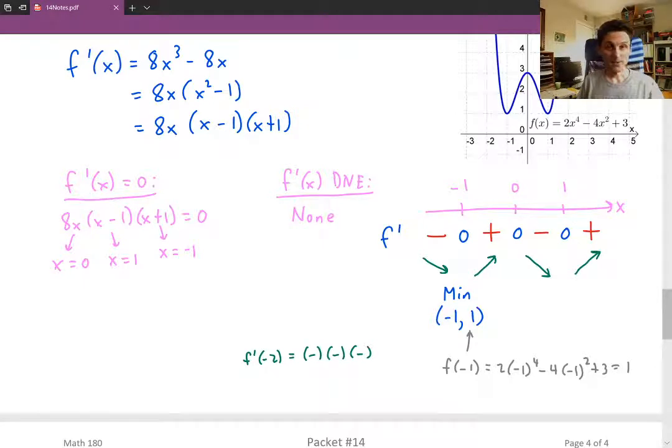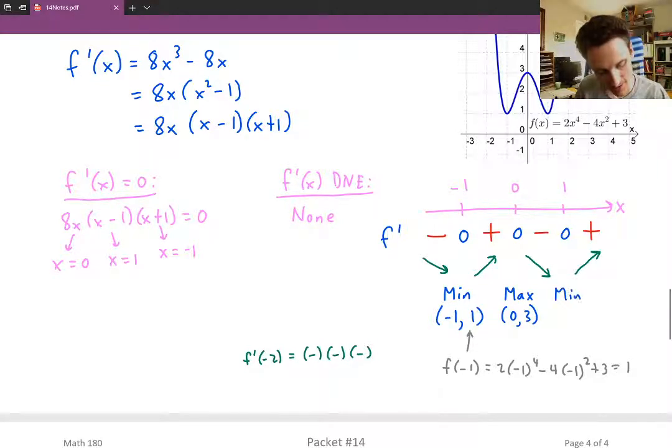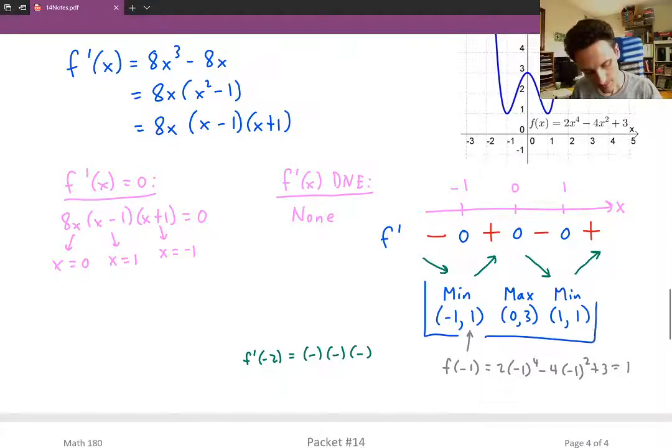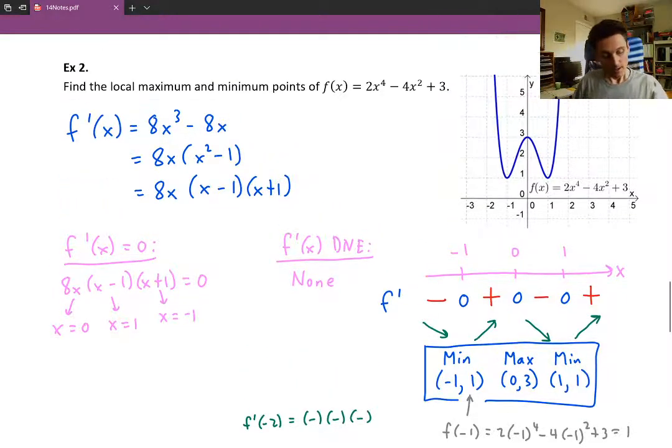At x equals 0, do we have a max or a min? If you said max, that would be correct. 0, 3. Again, you plug 0 into the function to get 3. And then what about at x equals 1? Max or min? If you said min, that would be correct. At 1, it turns out the y value is 1. So there are the points at which we have maxes and mins.